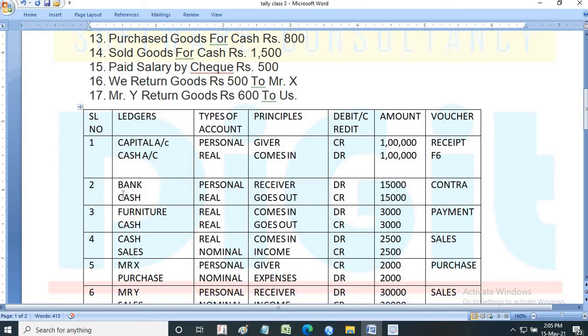Bank account is a personal account, cash account is a real account. For the personal account, the bank is receiving the money, so it is the receiver, because we are depositing money, and cash goes out of your business. The rule says that the receiver is debit and the giver is credit. So the amount will be 15,000, and the voucher we use to pass this entry is Contra, F4.